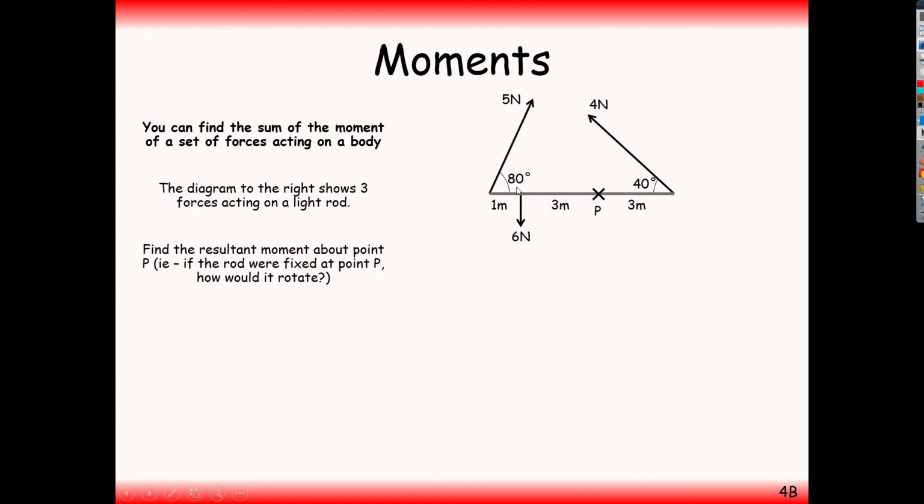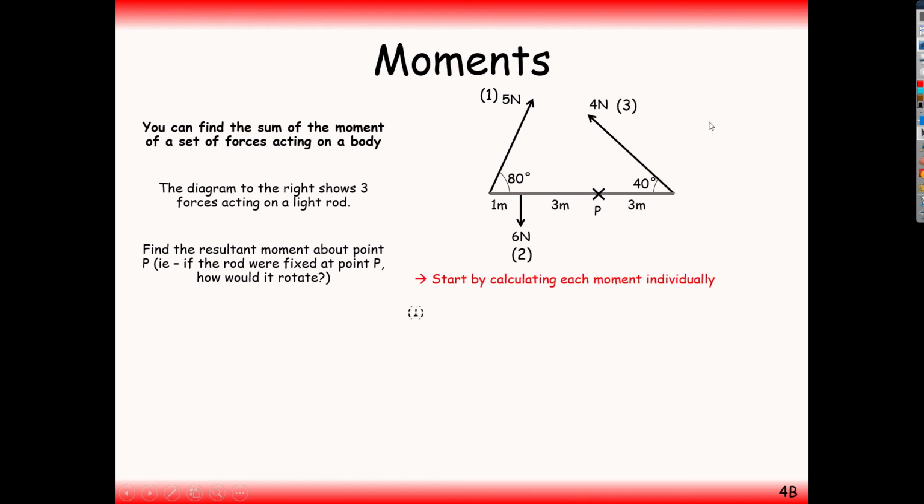Okay, last one. If there are angles between your force and your pivot point, then you're going to need to do some trigonometry to work out the perpendicular distances. So this time I have got 3 moments. 2 of them need a bit of trigonometry. This one we'll call 1, this one we'll call 2, this one we'll call 3.